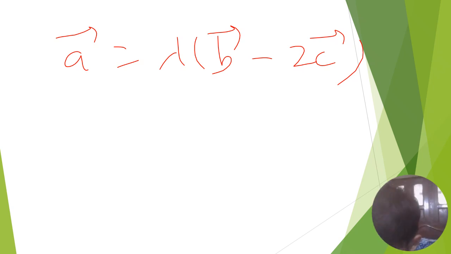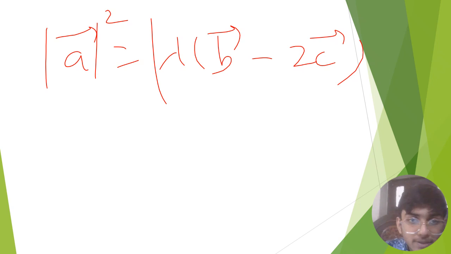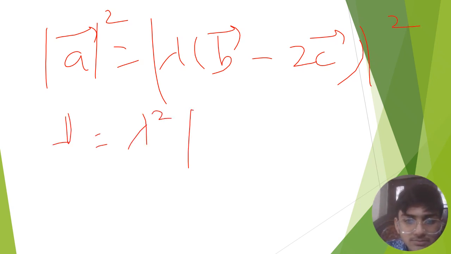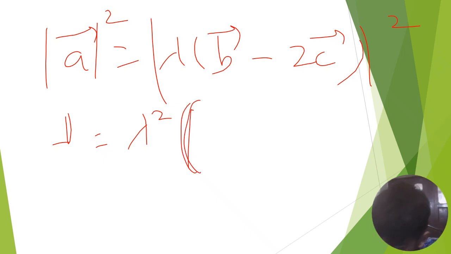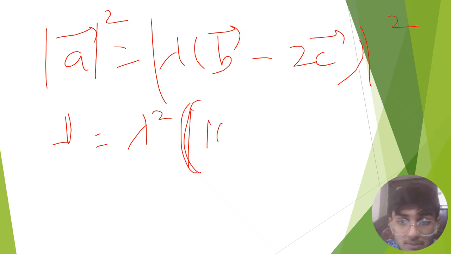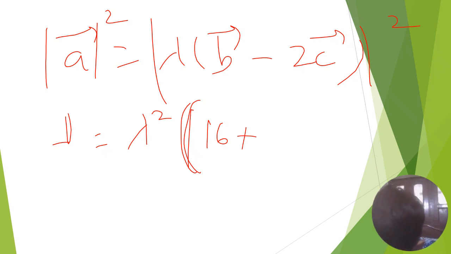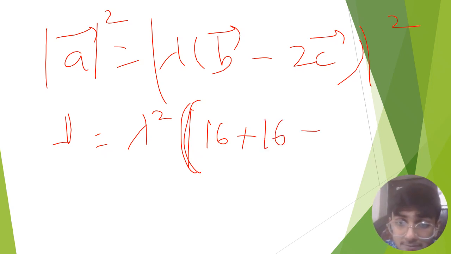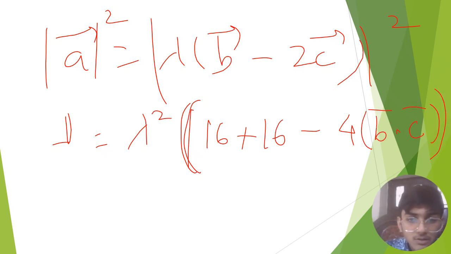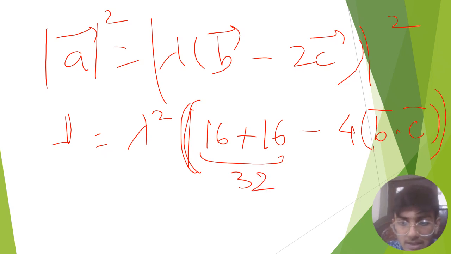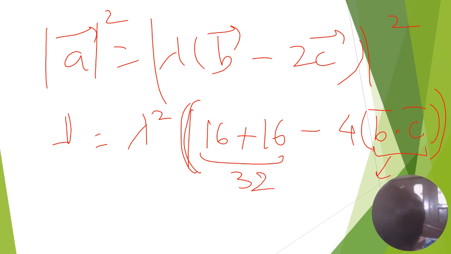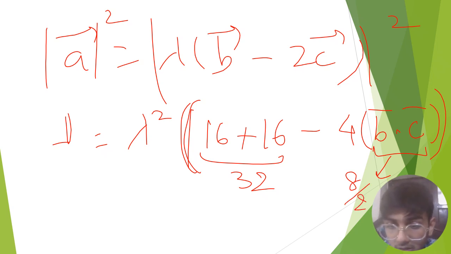some data are given. So we will just take, first of all, the square of the magnitude. This will be 1, this will be lambda square into mod b square, and the magnitude of b whole square, that will be 16, plus 4 into mod c square, that will be 16 also. Then 4 b dot c. So this is coming out to be 32, and this b dot c is magnitude of b into magnitude of c, 8, cos 60 degrees, the angle is 60, cos 60 is so 4. Okay, so 4, 4, 16, 16.